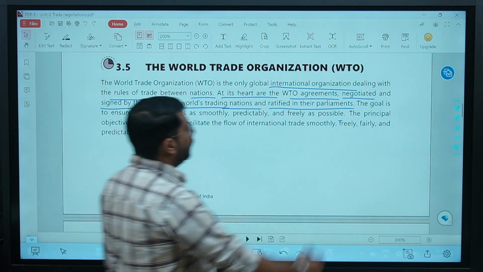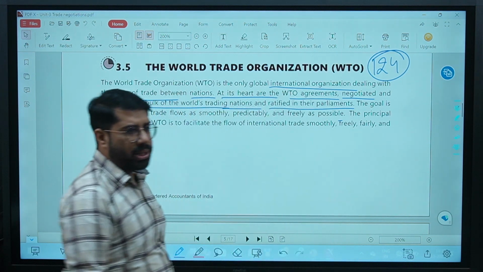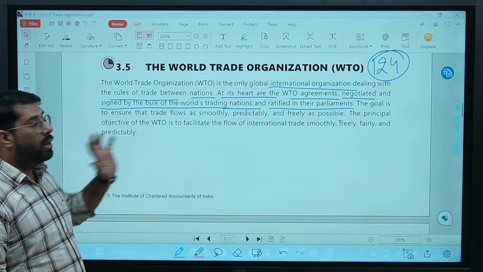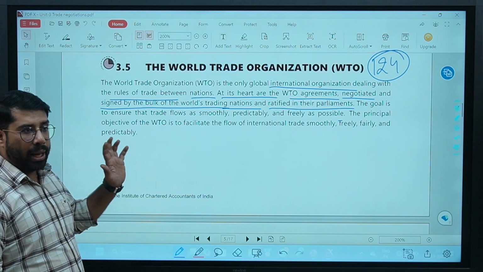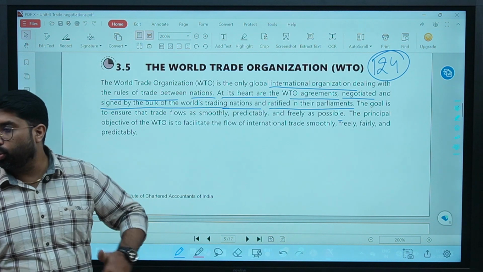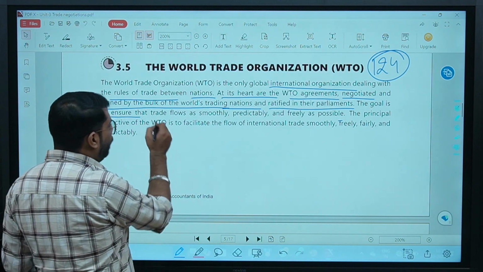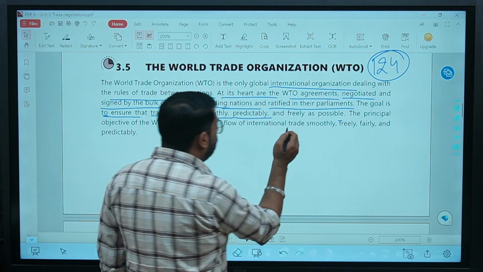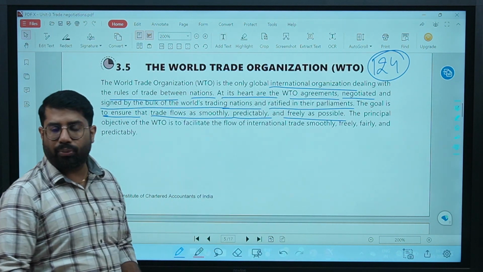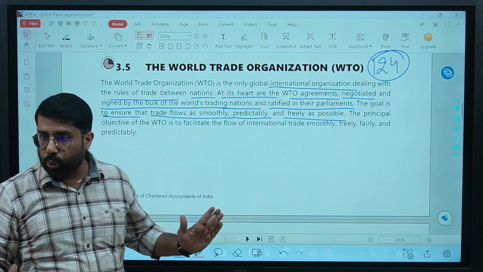But in WTO there are 124 members approximately, I think. 123, 124 members are there in WTO. So this agreement was signed by 124 member countries, and they started following all the rules of WTO to do the international trading. The goal was to ensure that trade flows as smoothly, predictably, and freely as possible. The main goal of setting up WTO was very simple, that the international trade should be very smooth.